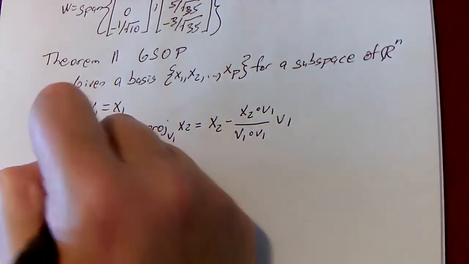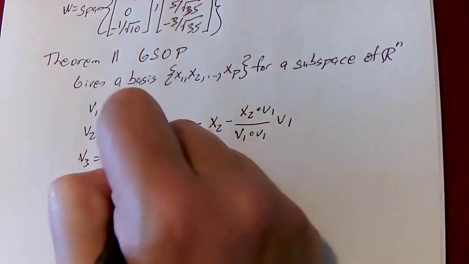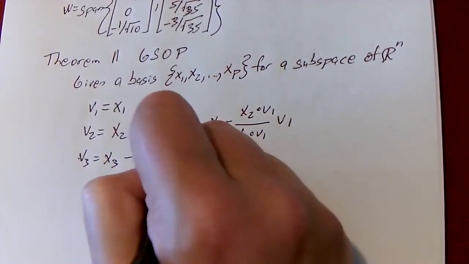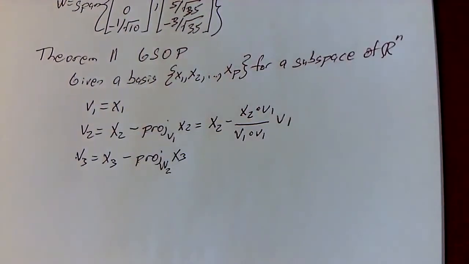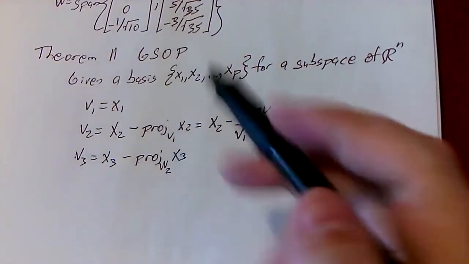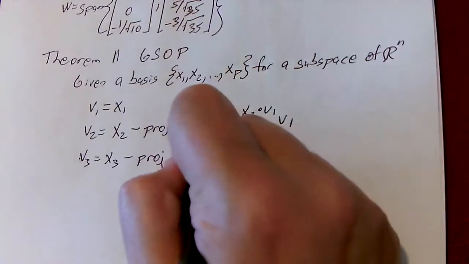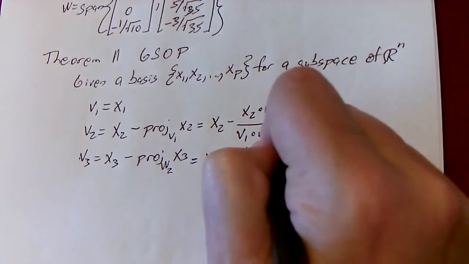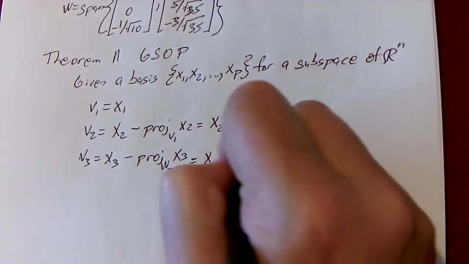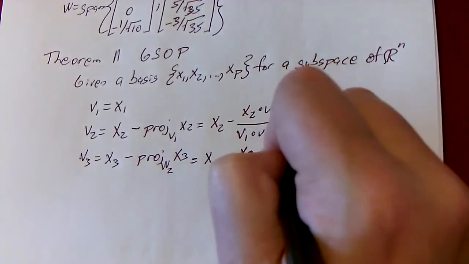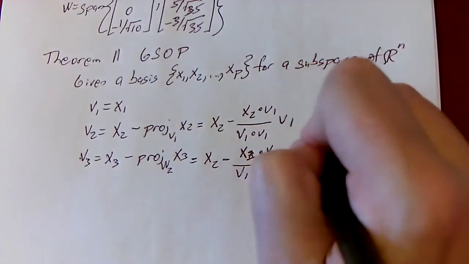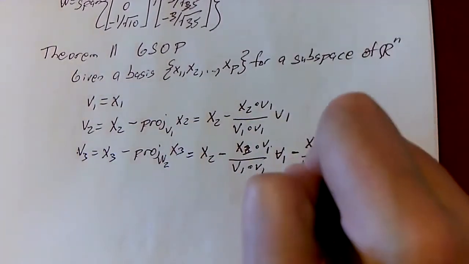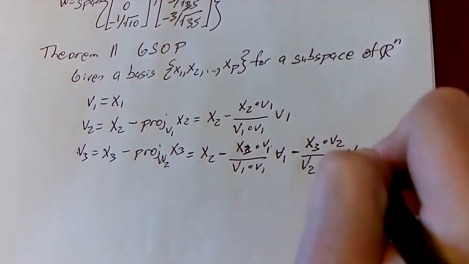Okay. v3 then will be x3 minus the projection of x3 onto the space, which we'll call w2, because w2 is just the first two vectors here. Okay. And so when I do the projection onto multiple, then I've got to subtract off both of these. So it's going to be x3 dot v1 over v1 dot v1 times v1 minus, this one's going to be x3 dot v2 divided by v2 dot v2 times v2.